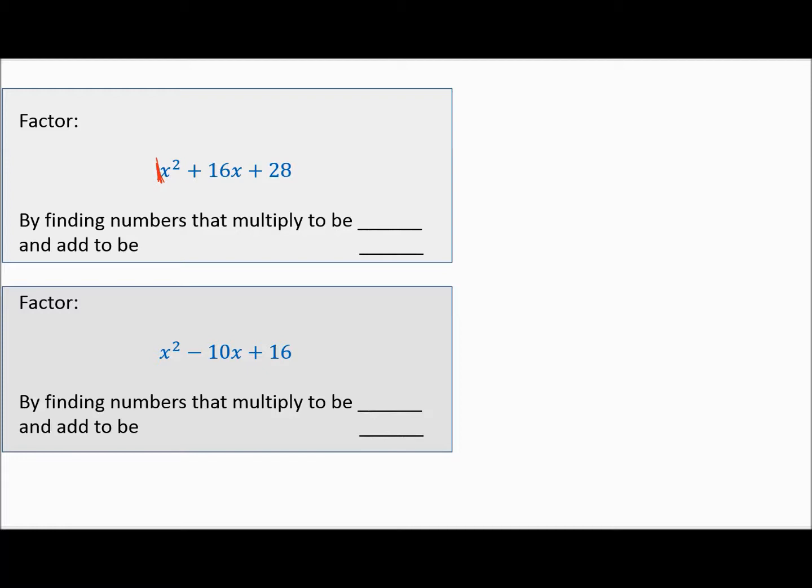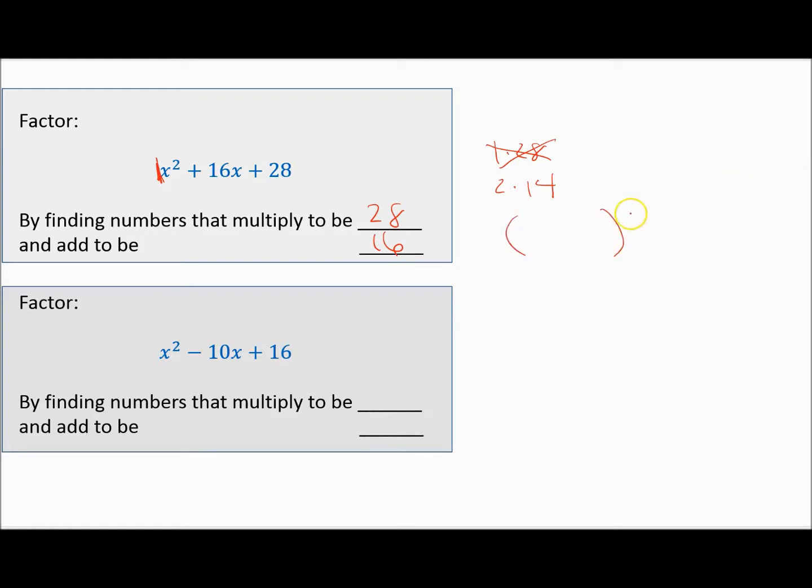Now we're trying to find numbers that multiply to be the constant, which is 28, and add to be the middle number, which is 16. So you start thinking about things that multiply to be 28. For example, 1 times 28, but that adds to be 29. That's not going to work. Or 2 times 14, and that adds to be 16. Ah, there it is, right?